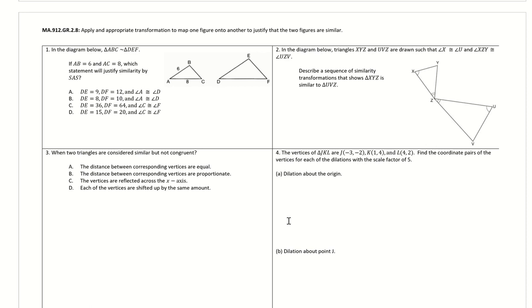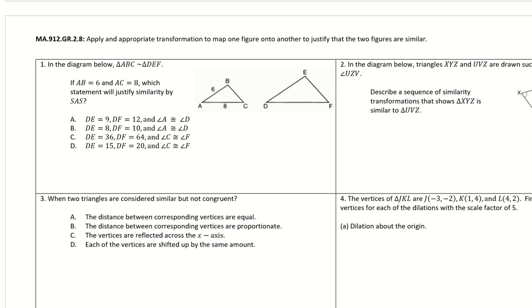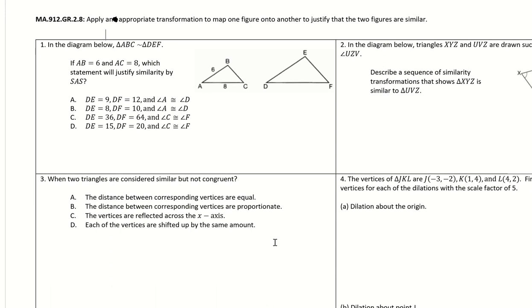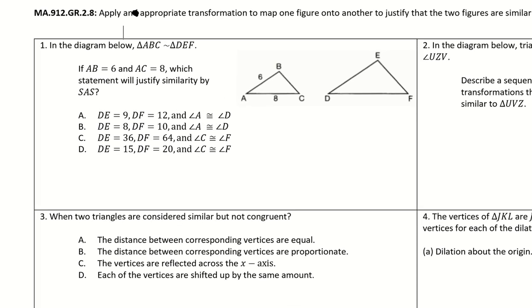GR 2.8, apply an appropriate transformation to map one figure onto another to justify that the two figures are similar. That's a typo. It should not be a D there. All right, so in the diagram below, triangle ABC is similar to triangle DEF. If AB is 6 and AC is 8, which statement will justify similarity by AA or SAS?